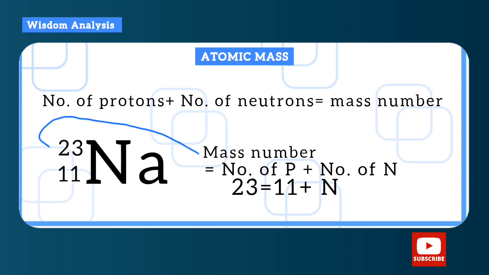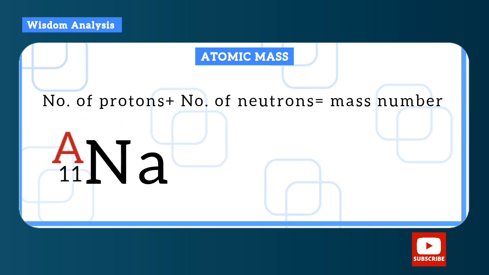So since mass number is number of protons plus number of neutrons, what's the number of the neutrons? You can clearly see that 23 will be equal to 11 plus 12. So 12 is the number of neutrons. Okay, so generally the mass number is represented by A and the atomic number by Z.